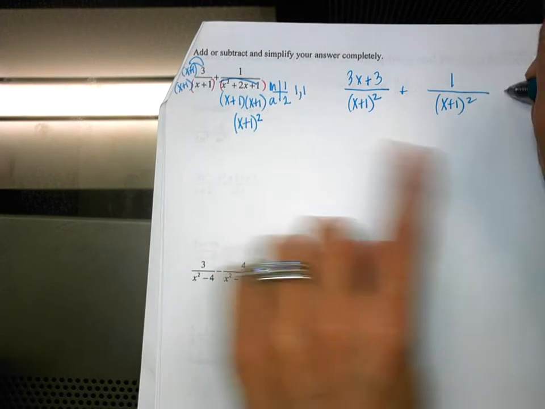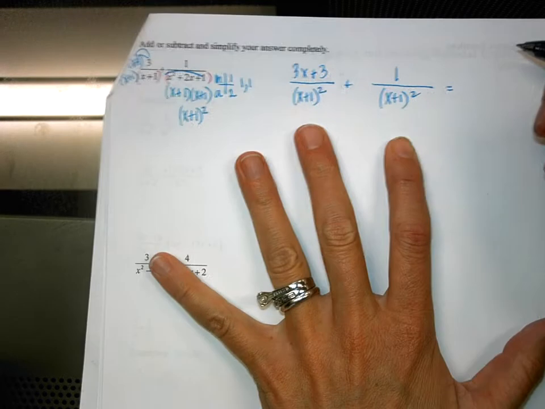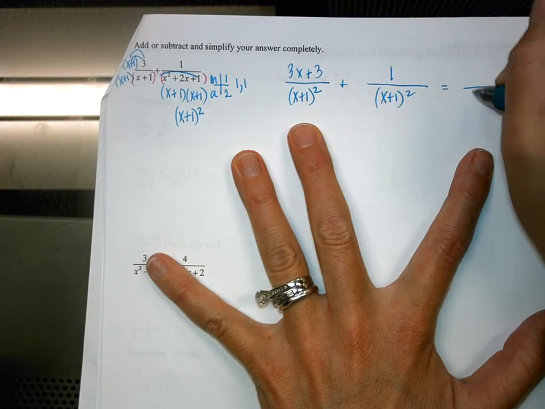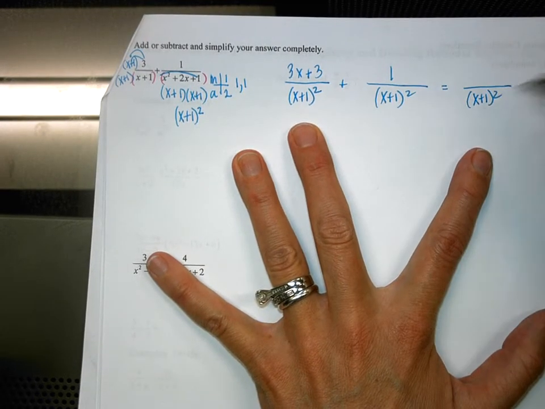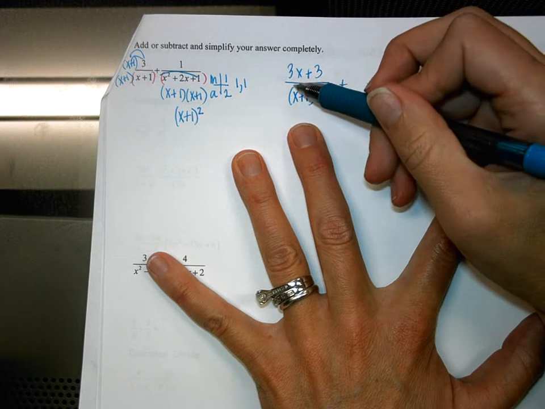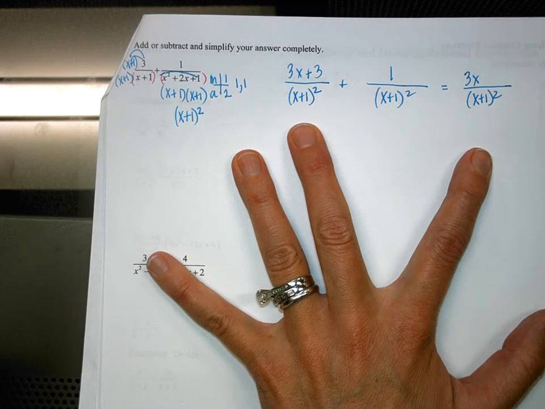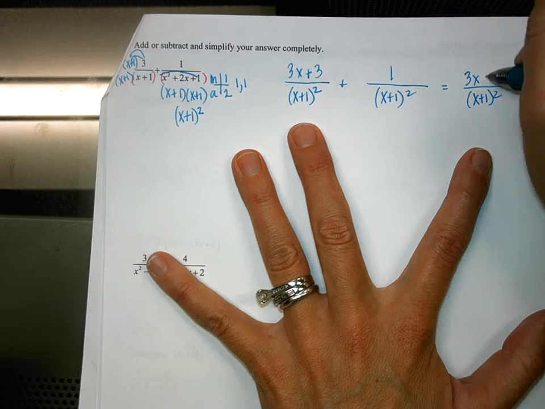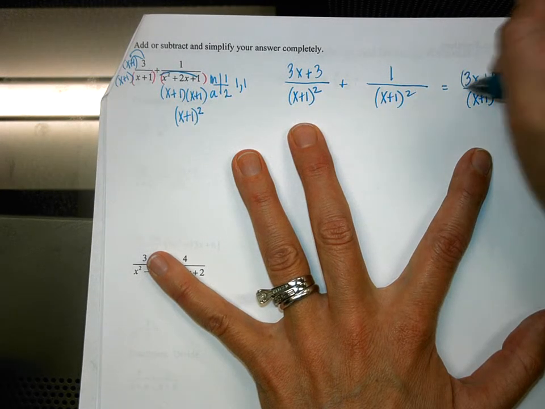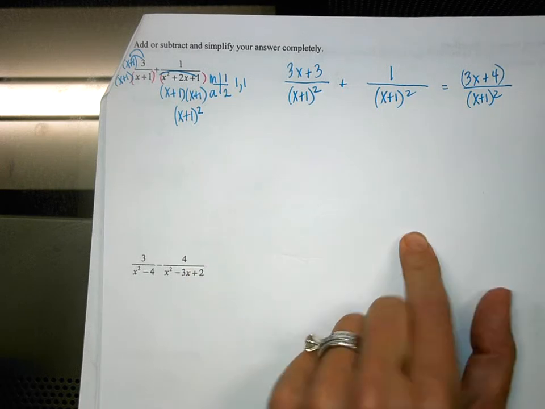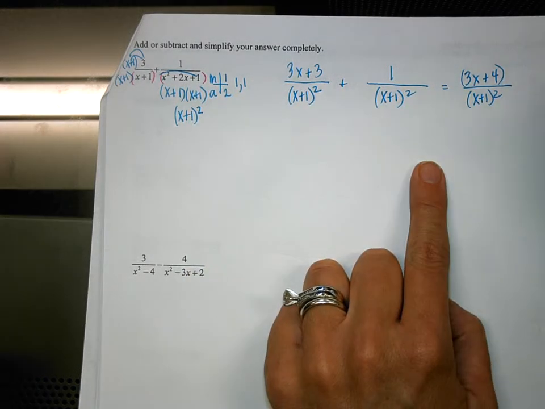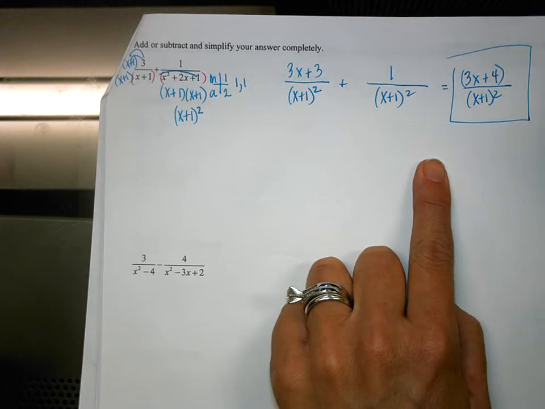Okay, so now we are going to keep our denominator, which is x plus 1 squared. 3x doesn't have anything, so we just write 3x, and then 3 plus 1 is 4. Can I factor or do anything to this? No. Okay, and because it's a plus, it's stuck together. And can I reduce anything here? No. Absolutely not. Good. There's your answer.